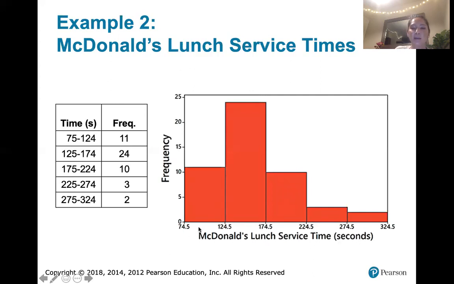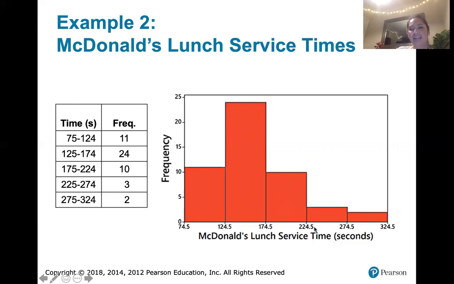Notice that the bounds on that horizontal axis are not the lower class limits this time. Looks like they've used the class boundaries. Remember, those are the values that separate the classes without the gap between them. So we've got a gap between this first class and this next class. There's a 1 second gap between 124 seconds and 125 seconds. If we split the difference, we'll have that 124.5. So that's a class boundary.